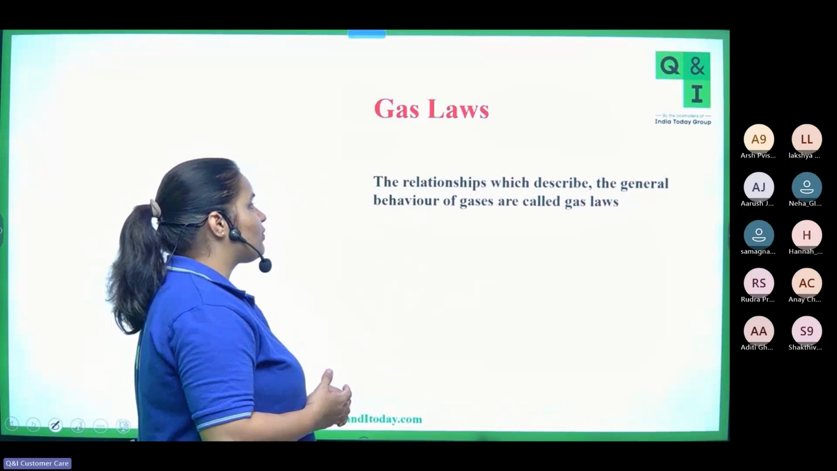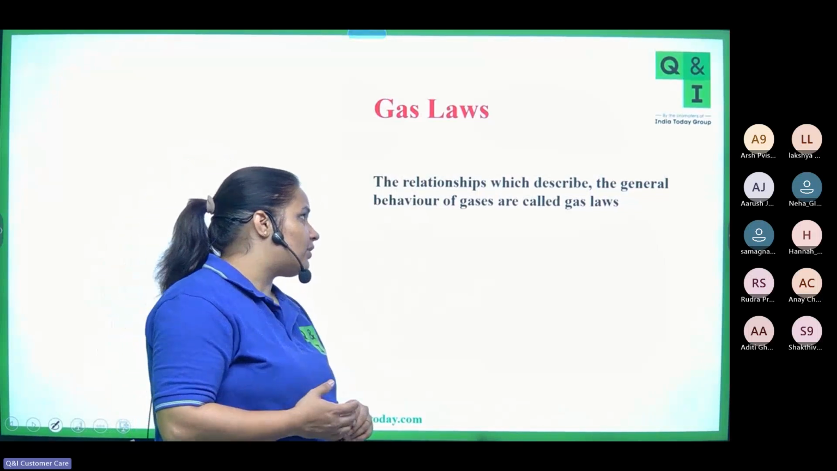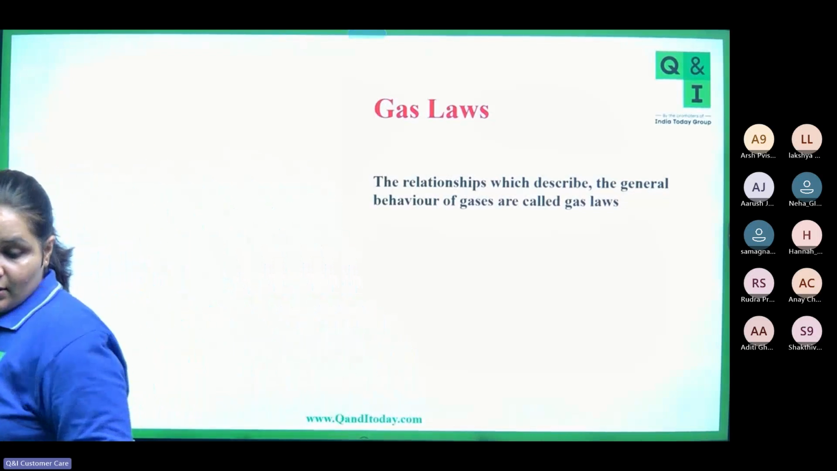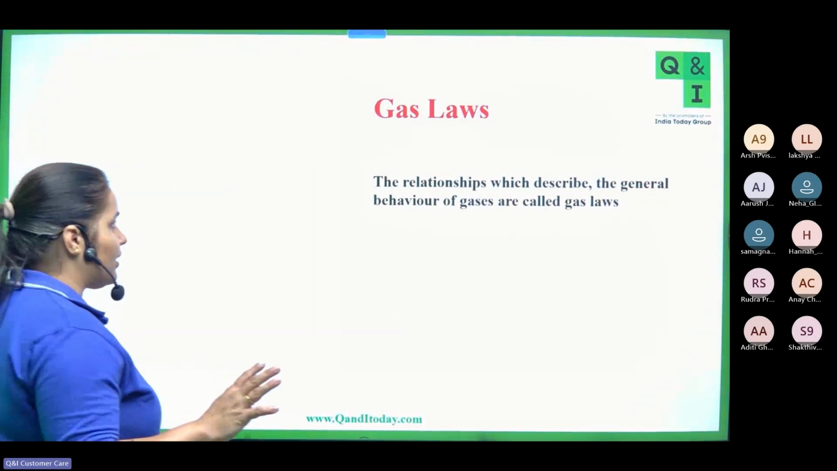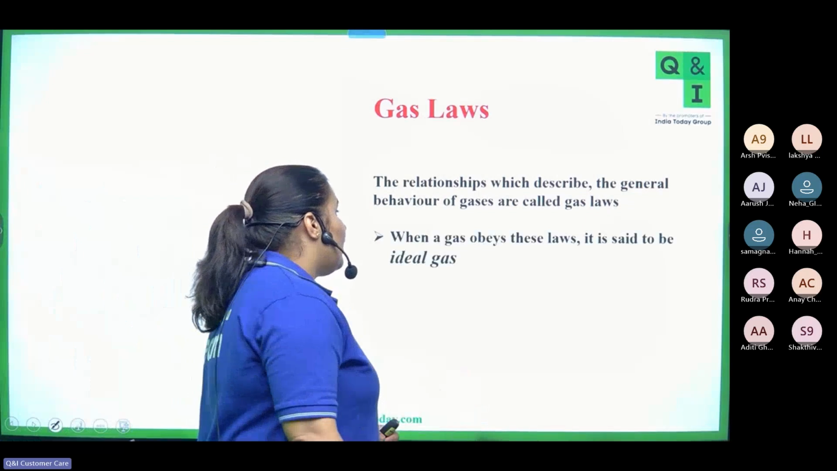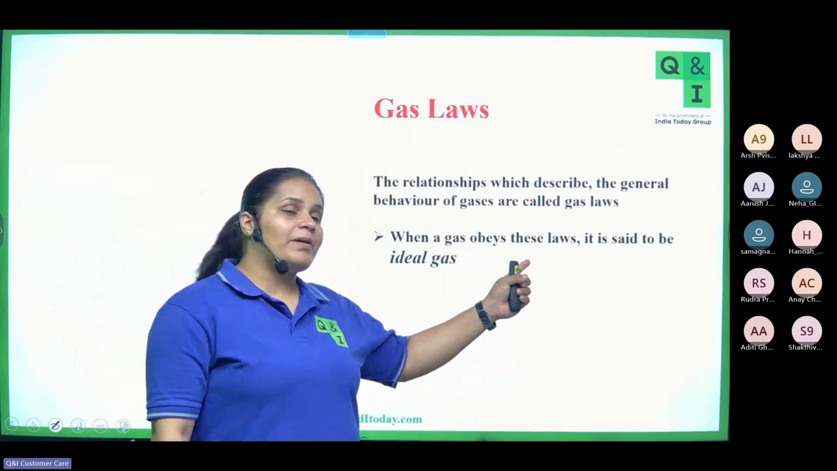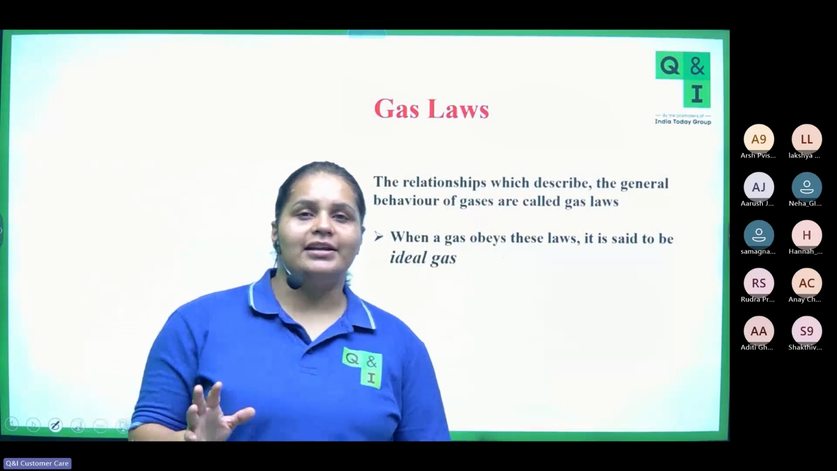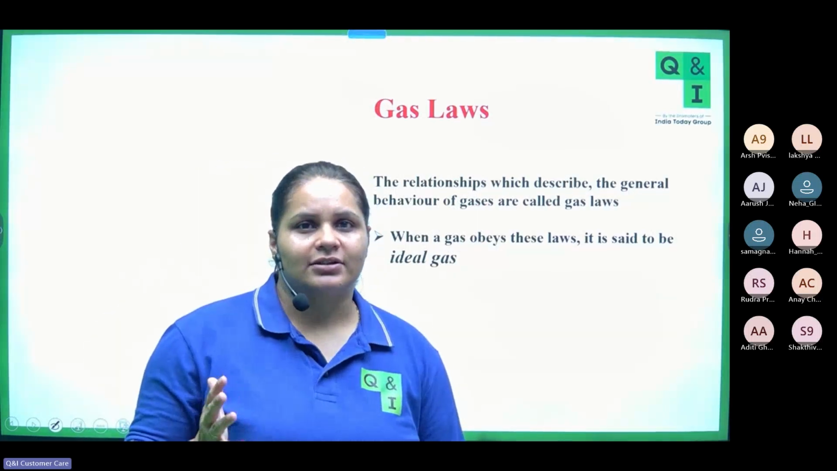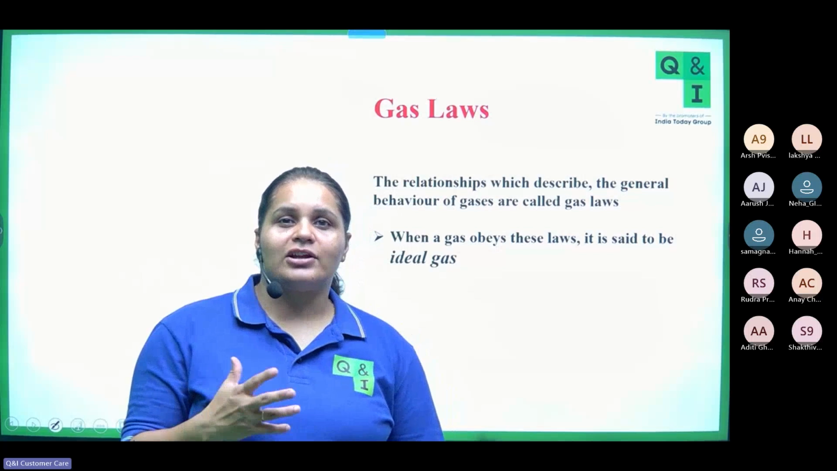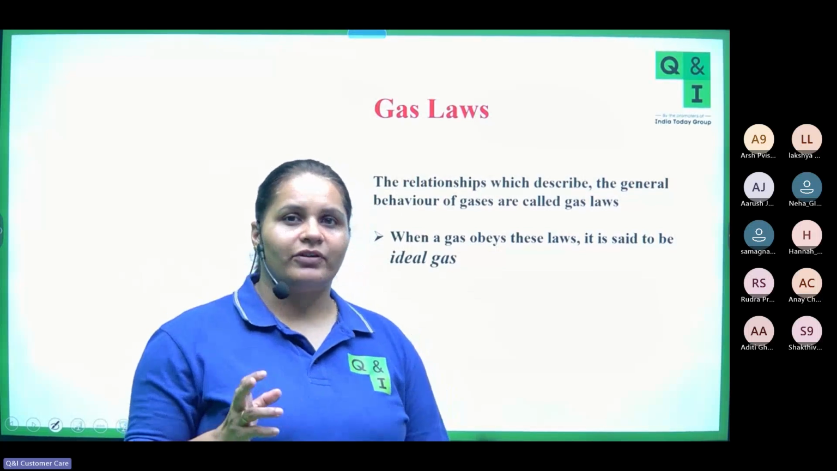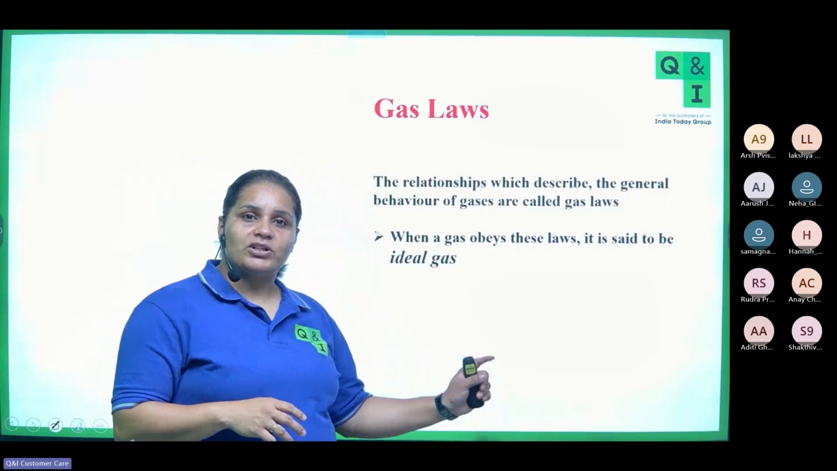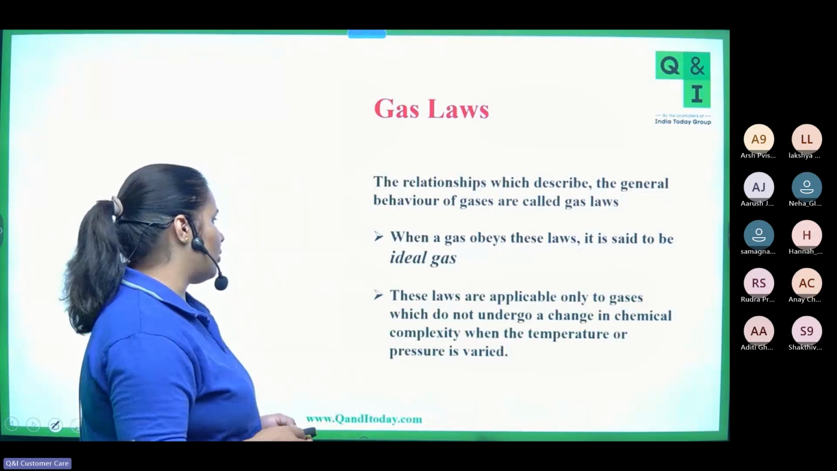The relationships which describe the general behavior of gases are called gas laws. Okay, one thing, this is out of syllabus. I'm again telling you, this is out of syllabus. A gas which obeys these laws is called an ideal gas, meaning a perfect gas. And always remember, there is nothing called ideal. There is nothing in nature which is ideal. There will be some imperfection. Fine. So, what is an ideal gas? One which obeys all these gas laws.